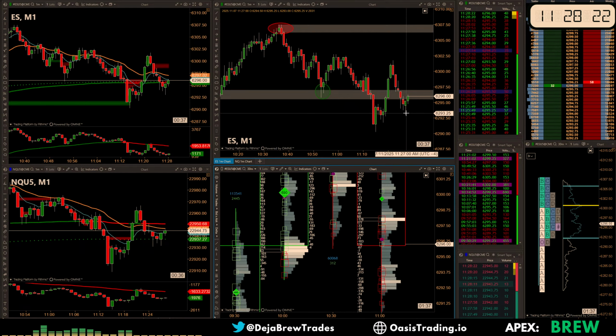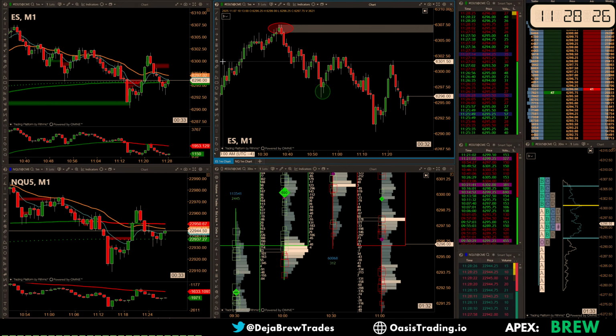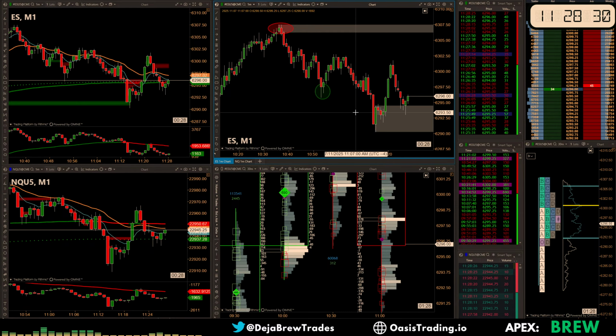Putting in a higher low here. So this level's invalidated, so we'll get rid of that level. This is the aggressive sweep level, so we'll keep an eye on that. Putting in a higher low.